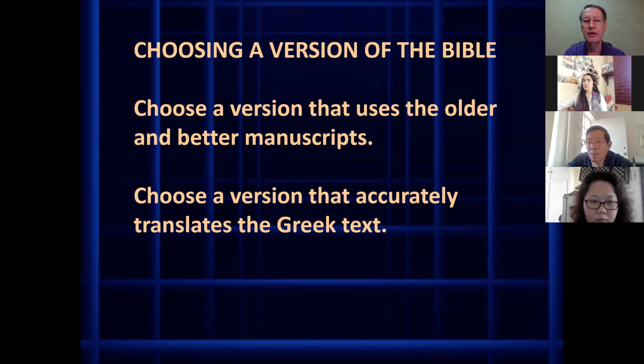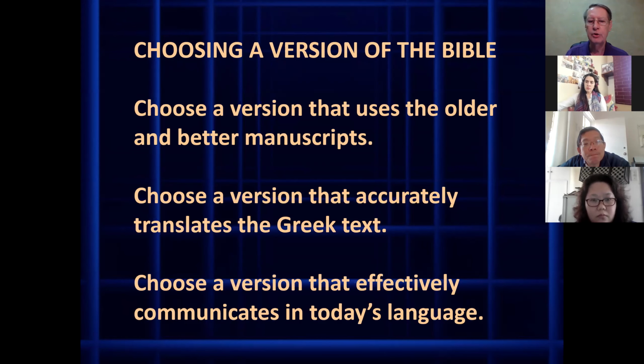Choose a version that accurately translates the Greek text. Again, most of those will do a pretty good job. A paraphrase may go off some, because they're trying to be creative and put it in a new light. But most of the modern translations do quite well. Choose a version that effectively communicates in today's language. And this is probably the thing that separates the many. Does it communicate what God's word is saying? Does it communicate well so that people can understand it?